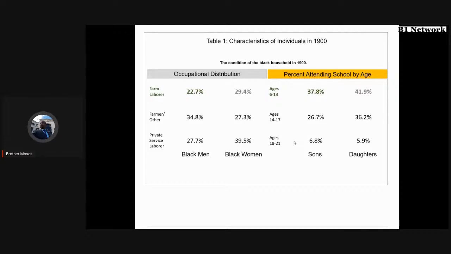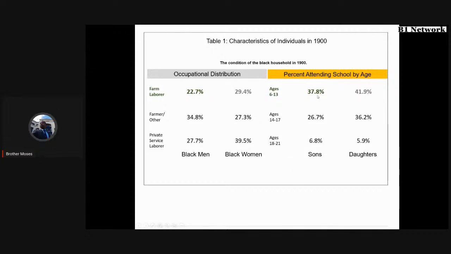Because we're still in a Jim Crow segregated society, and many are still Black farmers and Black farm labor, even into the 1900s. And so the condition of the Black household in the 1900s was Black farmers and Black, the data suggests that the majority of Black men and Black women, their sons and their daughters, were farm laborers, working on that farm and looking for avenues into the private sector, to be an entrepreneur or to provide a service.